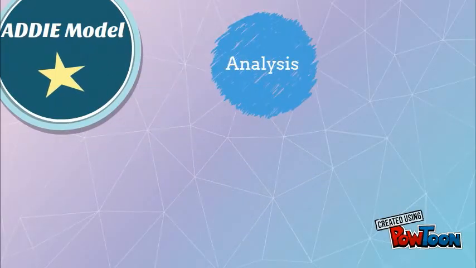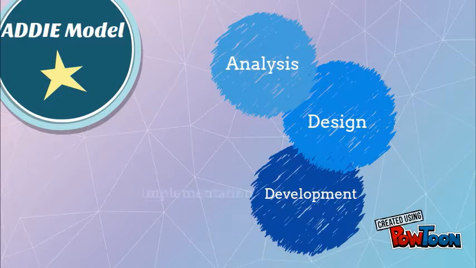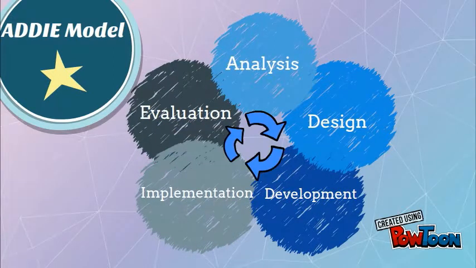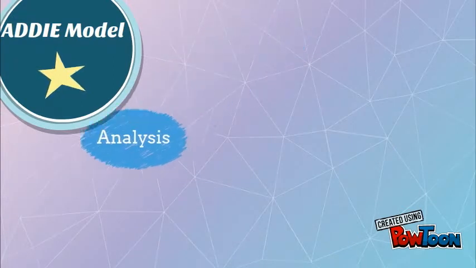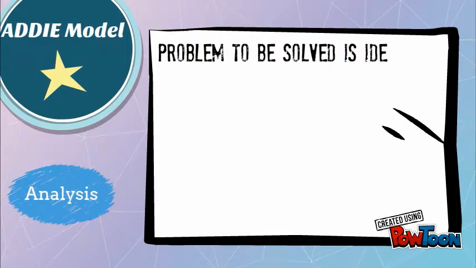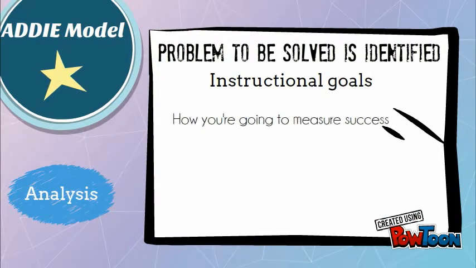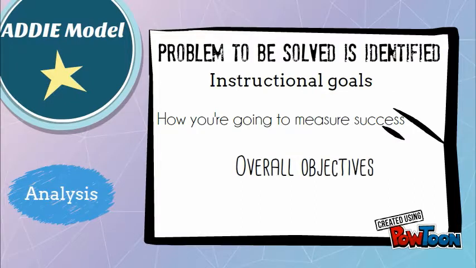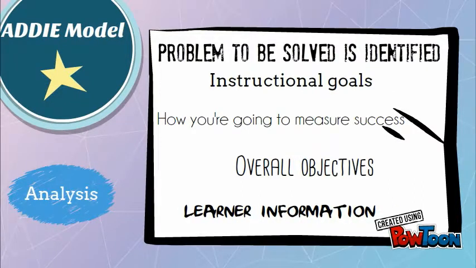First, we have the ADDIE model. Analysis, design, development, implementation, evaluation, ADDIE. In this first step of analysis, the problem to be solved is identified. That means instructional goals, how you're going to measure success, overall objectives, and information about the learners.